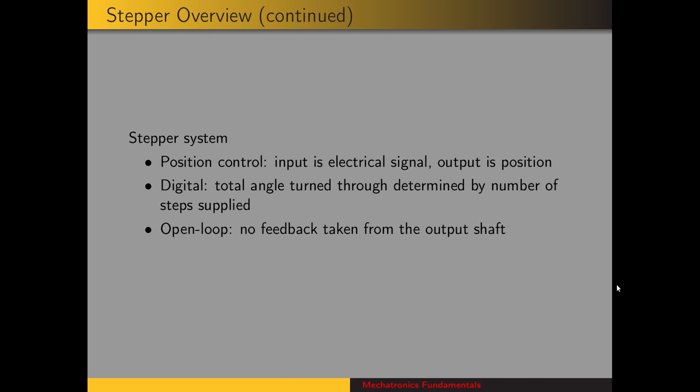Three consistent characteristics about stepper motors is that they're used for position control. The input to the motor is an electrical signal and the output is position. Or input to a stepper motor system is an electrical signal and output is position. They are digital systems, so the total angle turned through is determined by the number of steps applied. So the output and input are discrete values for the stepper system. And the system is open loop, so there's no feedback taken from the output shaft.